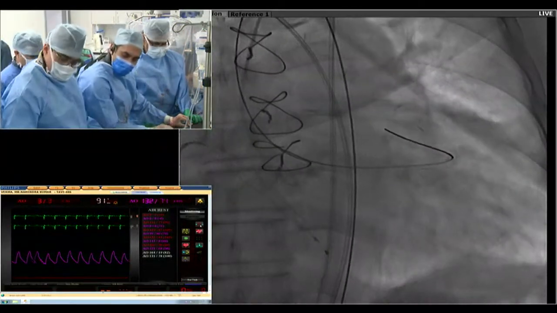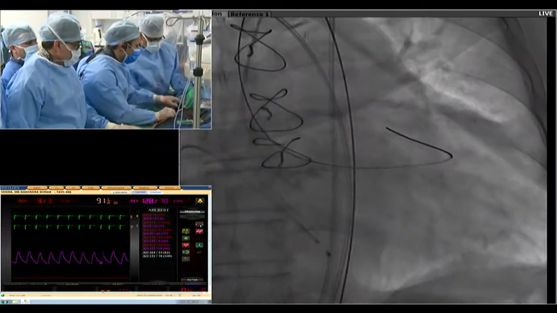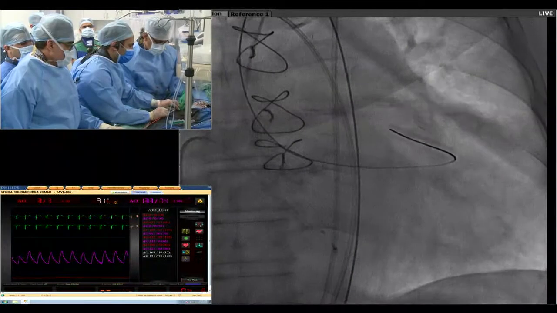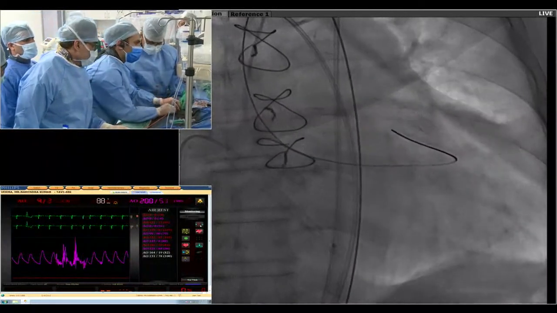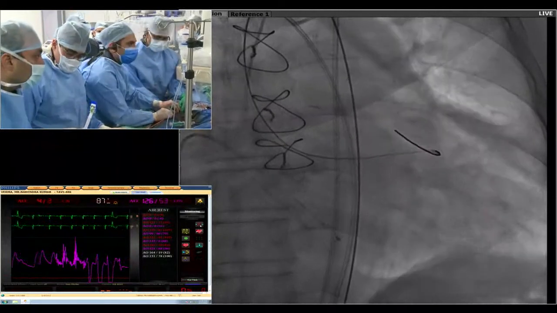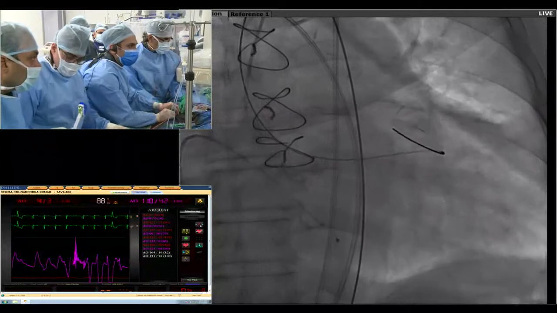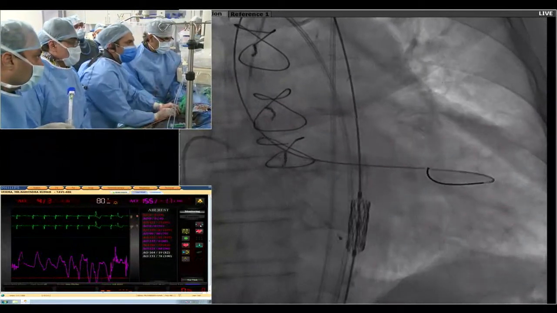Okay, so holding on the wire. Don't push on the catheter. Dr. Bana, you want to open the sheath? Make sure the wire doesn't come out. Okay, we're going to go ahead. Wire, a little. Sanjeev, a little. Pavan, push your wire a little. Yeah, that's good.